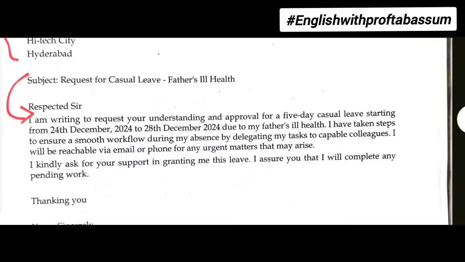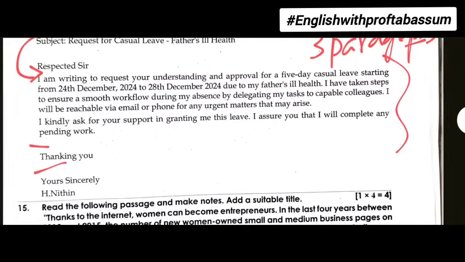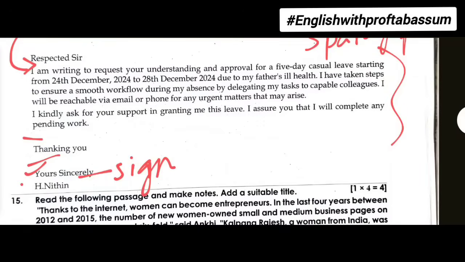Even if you write it before, it's globally accepted. Then see over here again, this letter must be in 3 paragraphs. They forgot to write in 3 paras. Then leave a line and write thanking you, yours sincerely, then signature and then name.